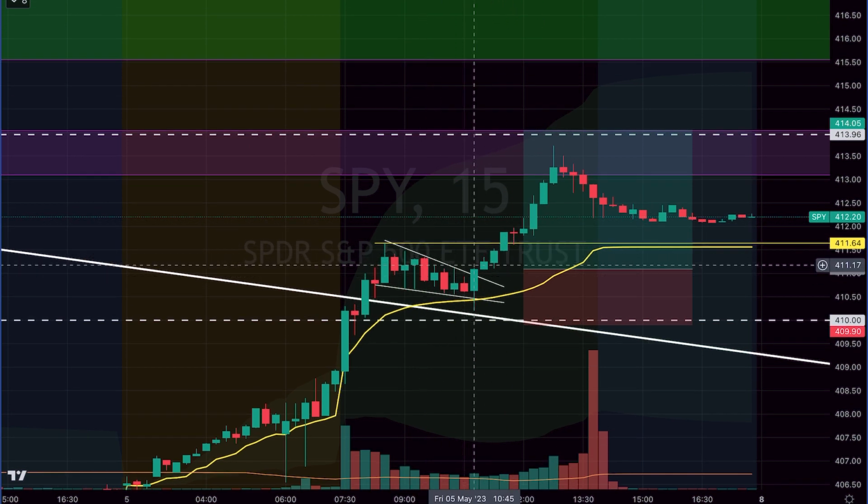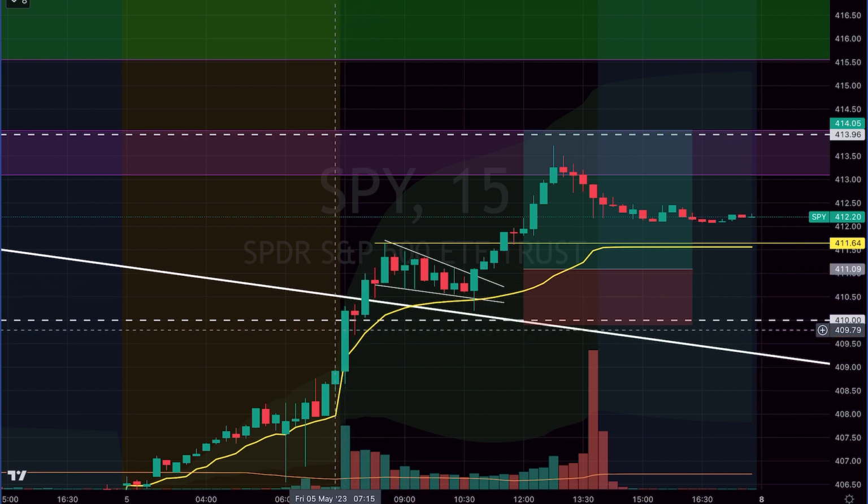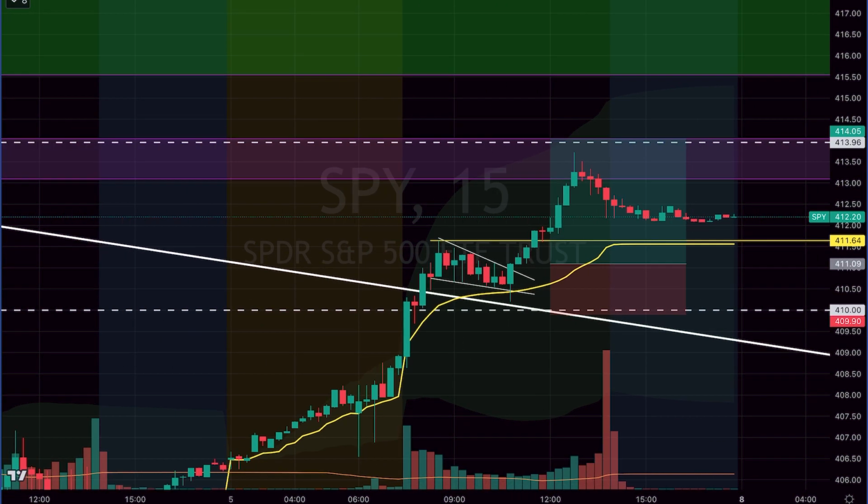Yeah, and again, I didn't catch this move here. We actually took the initial breakout here, so we caught these candles up here. But this was a very clean move looking back.